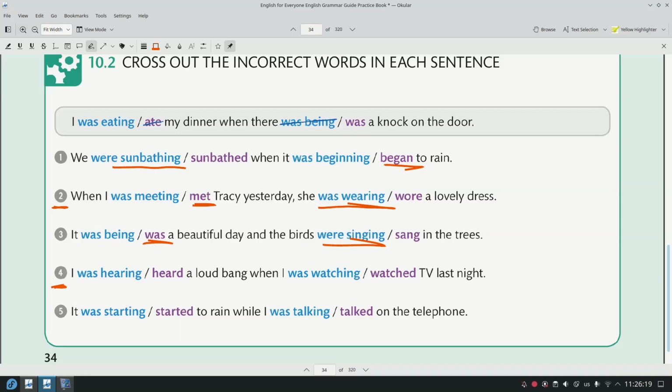Number 4. I heard a loud bang when I was watching TV last night. I heard is a sudden, really fast action, but I was in the process of watching TV last night. Number 5. It started to rain while I was talking on the phone. So I was in the middle of this process, talking on the phone with somebody. And suddenly, unexpectedly, it started to rain. Really fast action.